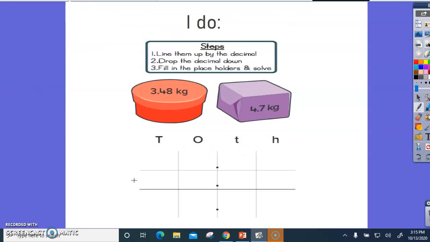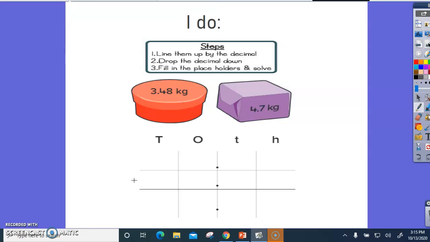Now this first one that I'm going to show you is an I do. I'm going to go through the steps and you don't have to write anything down. If you want to write this one down, the more you write these down, the more practice you get at it and the easier it becomes. So we are going to follow the steps for this I do. Again, you don't have to, but if you want to, that is totally okay.